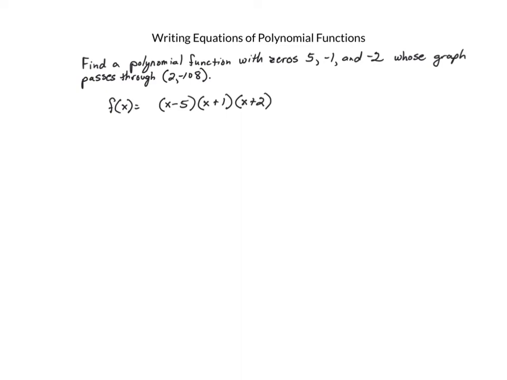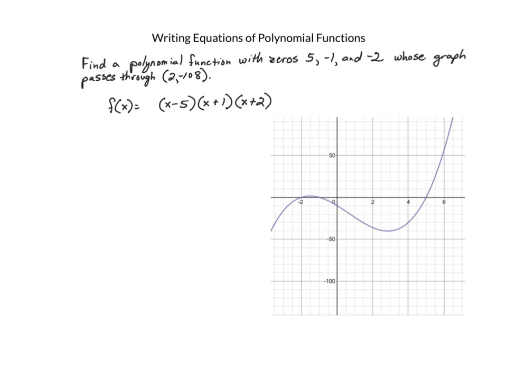Let me show you what the graph of this polynomial function looks like. Here it is. The graph of y equals x minus 5 times x plus 1 times x plus 2. Notice those intercepts are very clear. Here is -2. Here's -1, and here's an intercept at 5. So it definitely meets the criteria of having those as zeros. But notice it doesn't pass through the point (2, -108). (2, -108) is down here somewhere.